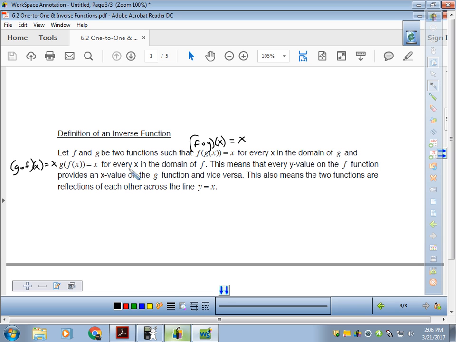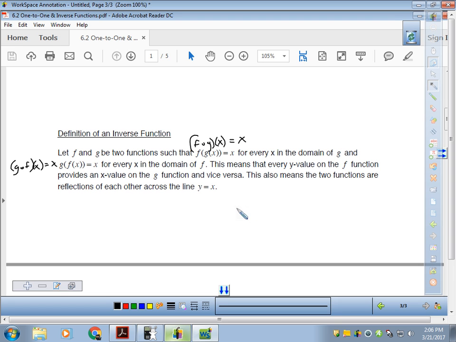So if you have these two functions where this is true, where when you plug g into f, you just get x, and when you plug f into g, you just get x, then these two functions are called inverses. What that really means is that the x values and y values switch. So what is an x value for f becomes a y value for g. What is a y value for f becomes an x value for g. Inverse functions just mean x and y switch.